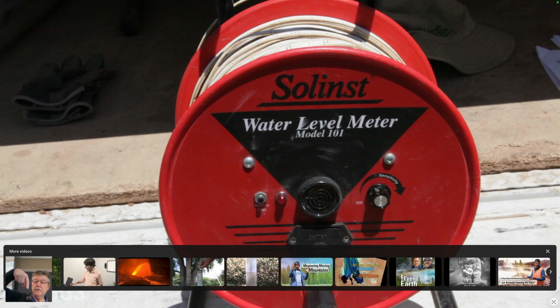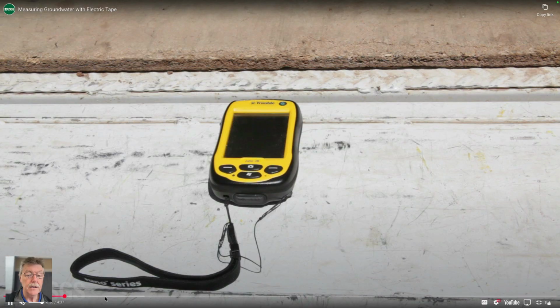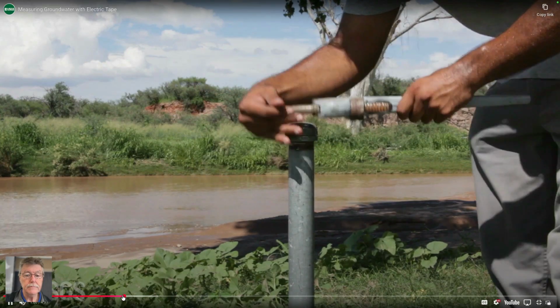And so when you drop this sonde and it hits water, it completes the connection, and either a little buzzer or a little light goes on, so you know that you're at the depth of water. That's it. Pretty simple electronics, well, with a pipe wrench.